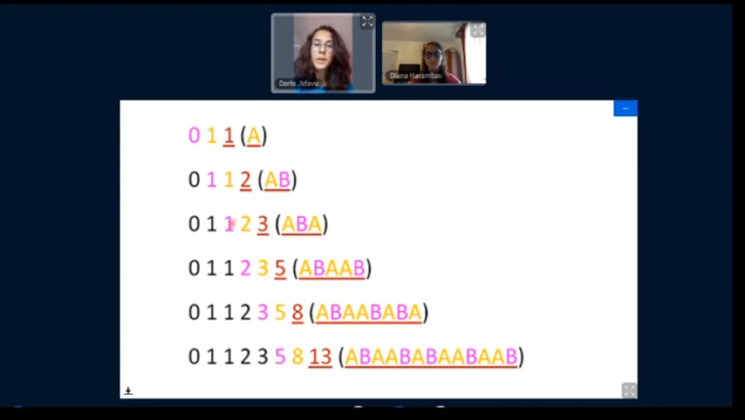Let's take one more example. Third word, ABA, and again, last three numbers from the Fibonacci sequence. 1, as there is only one B, 2, 2 A's, and 3, 3 letters in total.